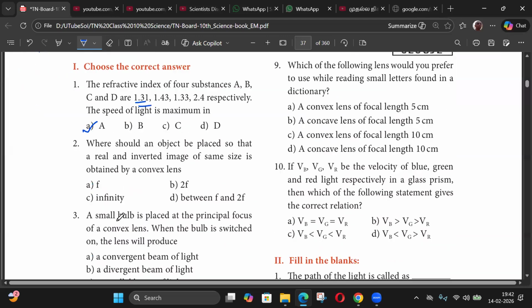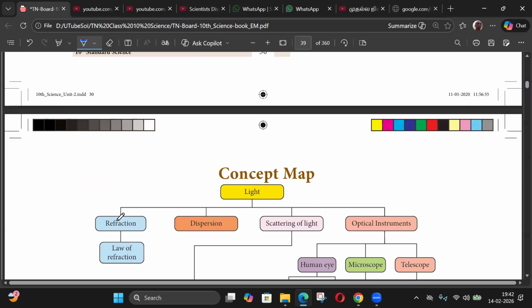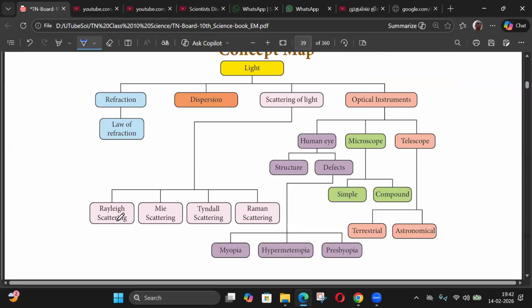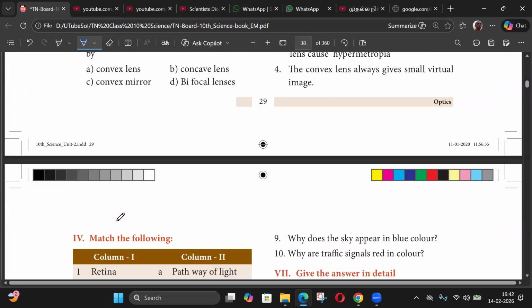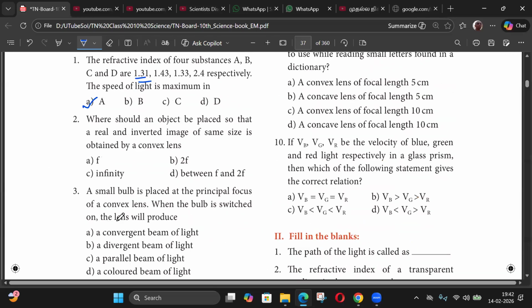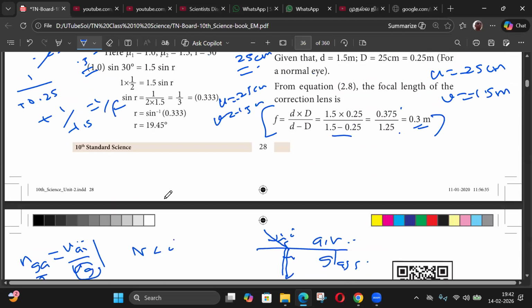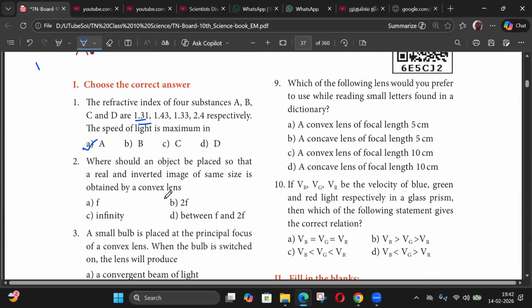Check the answer. So this is minus 0.6, sir. No, no, which one? Oh, sorry, sir, I'm on the wrong page. One second. Objective.